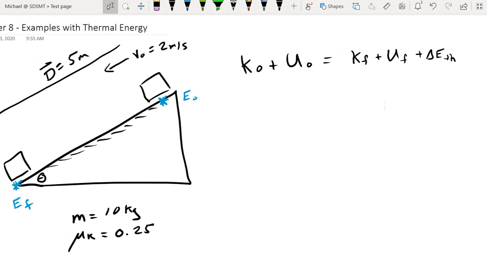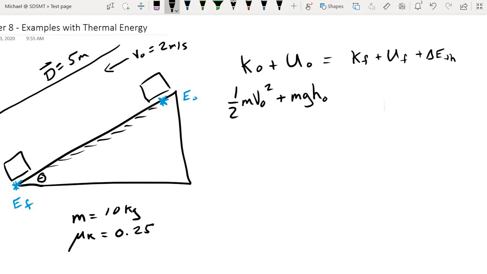So what do we know? Do we know anything about the initial kinetic energy? Kinetic energy is 1/2 mv squared. We do know the mass. We do know the initial velocity. So yes, we do know the initial kinetic energy. The initial potential energy will be based on the initial height of the block.